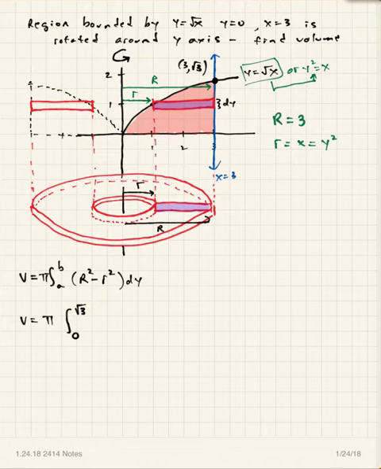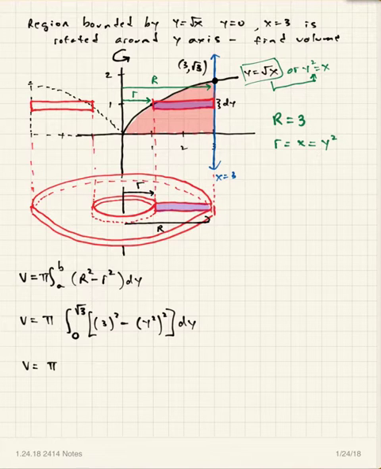And then big R squared would be 3 squared, and then little r squared would be y squared squared. This is a much simpler integral than the last problem. dy like that. Right, and so we've got the integral set up. We are ready to go on the problem.